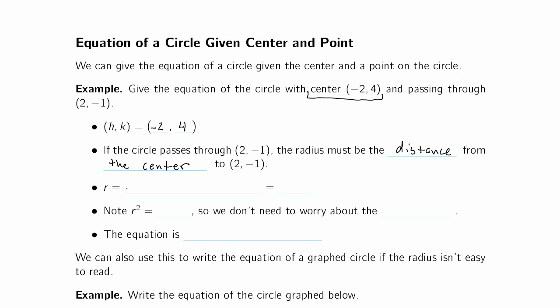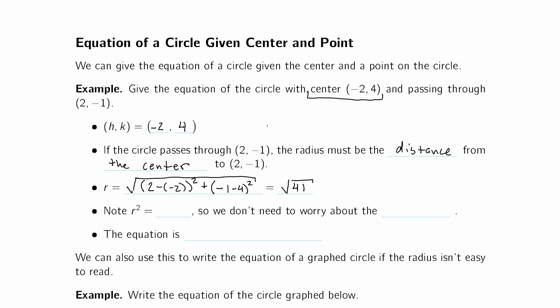So the radius is, we'll take the square root of the difference in the x's plus the difference in the y's. Square each difference, take the square root. Working that out, we get that this is the square root of 41.